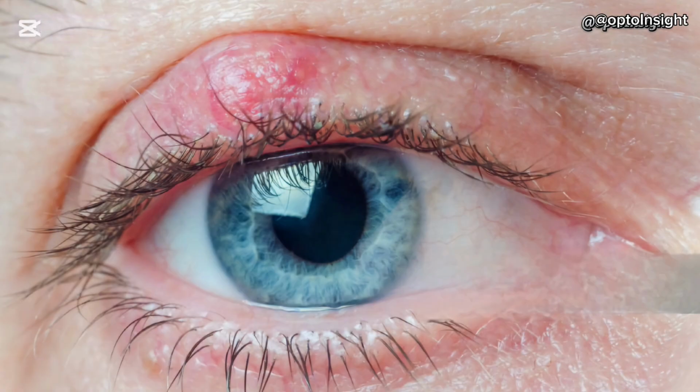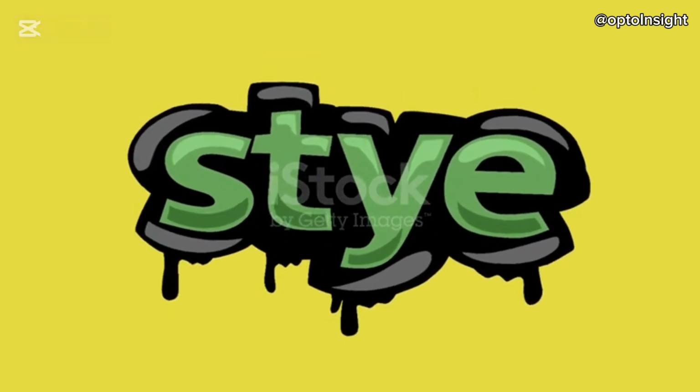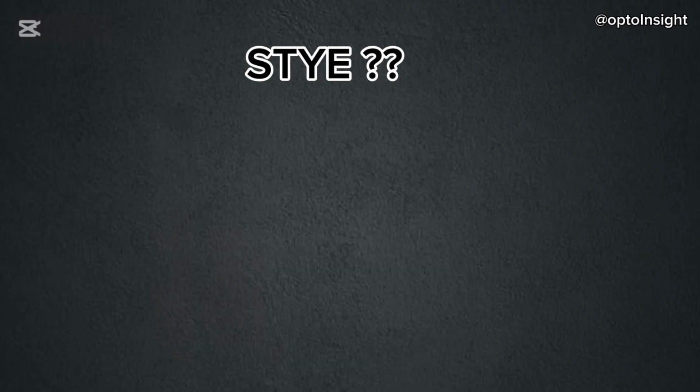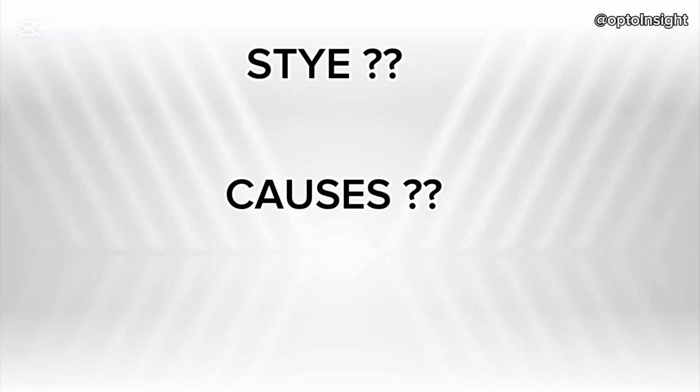If you watched my last video on chalazion, you know that we discussed those pesky bumps on the eyelid. Well, today we are talking about another common eyelid bump, which is a stye. If you have ever had one of these, you know it can be painful, red and very frustrating. So in this video, I'm going to explain what a stye is, what causes it, how to treat it, and how to prevent it from coming back.